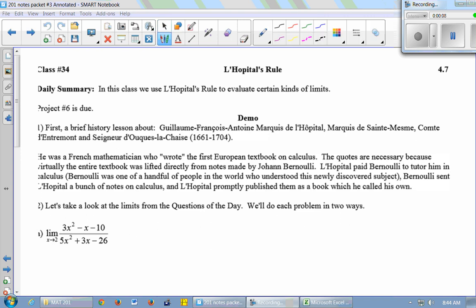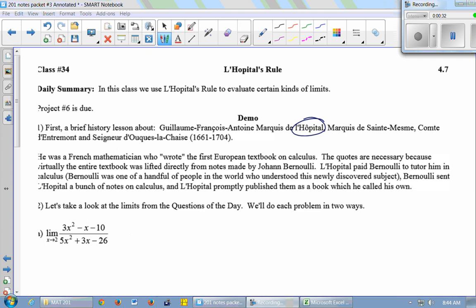First, a little bit of history about L'Hopital. This is all one guy's name, this whole long thing. We just call him L'Hopital, okay? And Marquis de Saint, yeah, that whole thing is his name. He was a French mathematician, late 1600s.